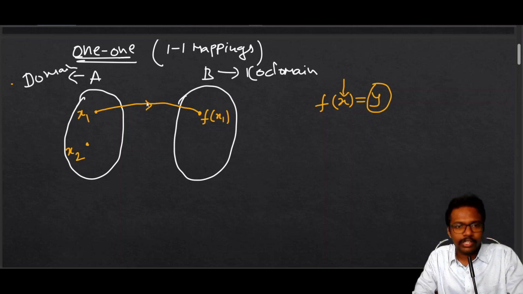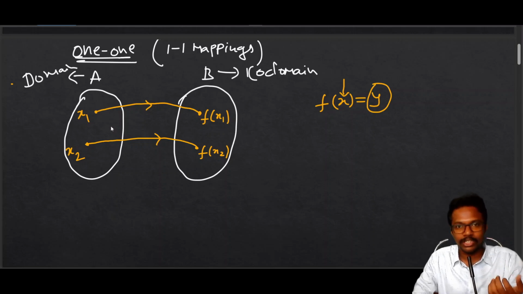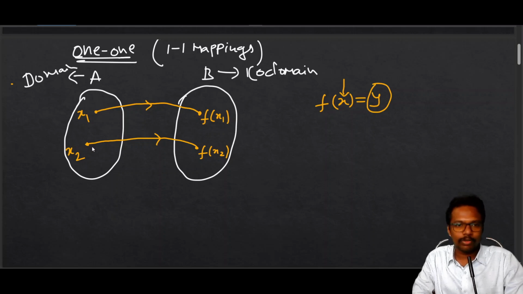So for x1 having the function f of x1, f of x1 will be in the codomain, and for x2 there will also be an image in the codomain. That point will be f of x2, because every element of A has one and only one image. This should be satisfied, because if it is not satisfied then it is not a function. So to become a function, first it has to satisfy that every element of A has one and only one image. So x1 has the image f of x1, and x2 also has the image f of x2.